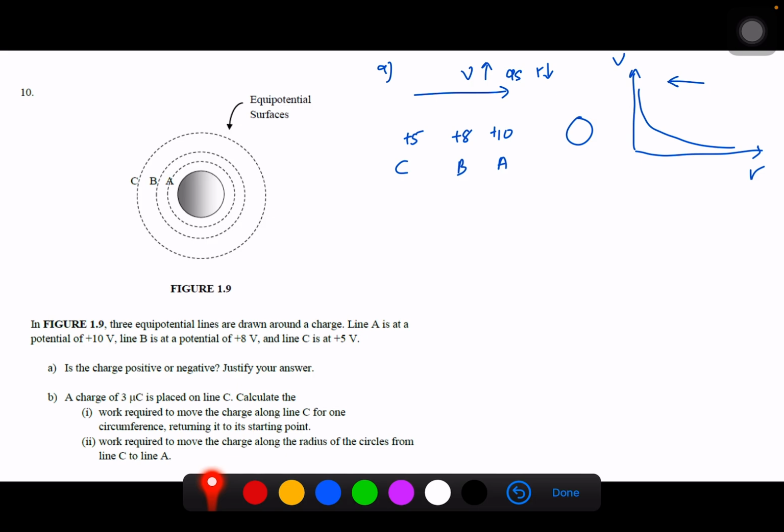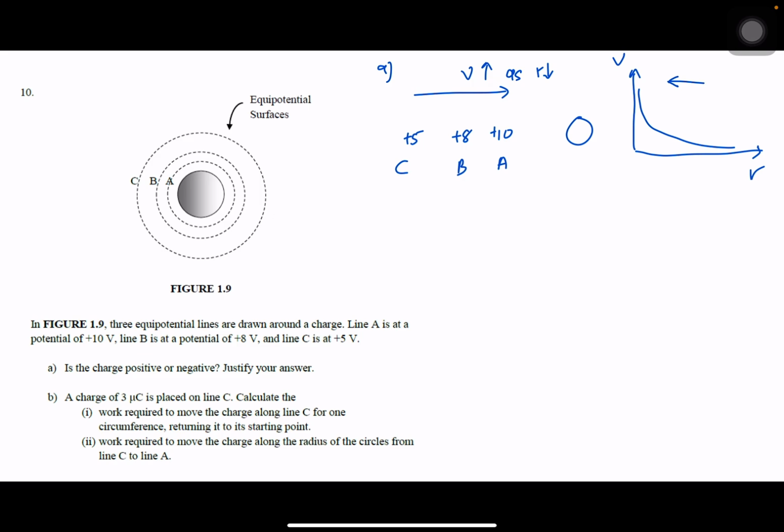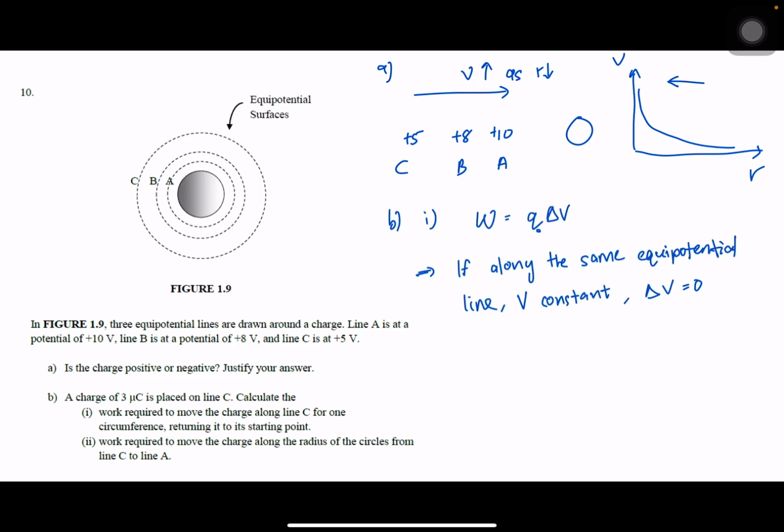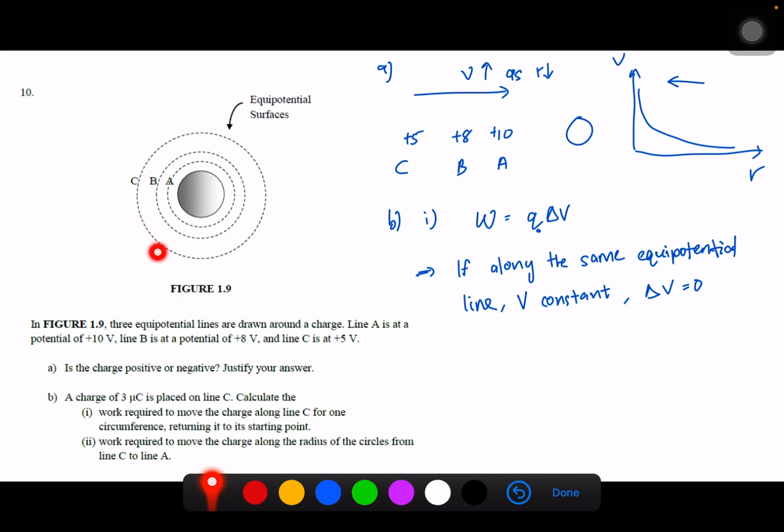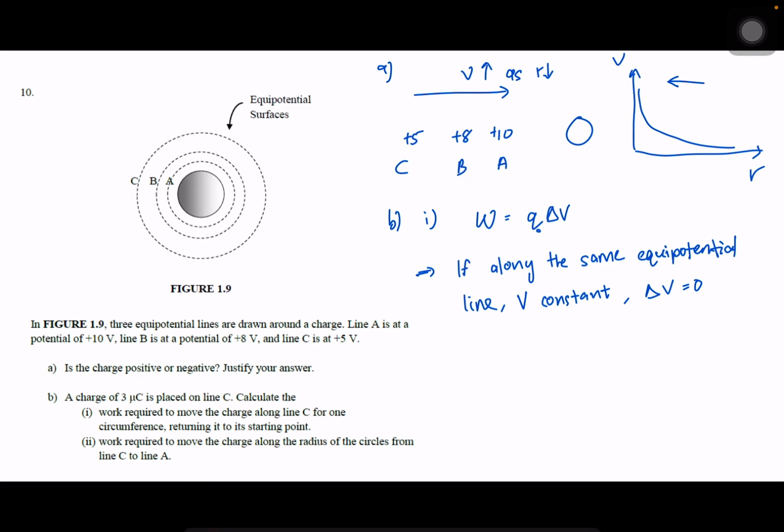A charge of 3 microcoulomb is placed on a line C. Calculate the work required to move the charge along line C for one circumference, returning to its starting point. Okay, so number one, it says here that the charge is moved along the line C, so it doesn't have any change in V. Along the same equipotential line V is constant, that means delta V is equals to 0. So if delta V is equals to 0, then your work is actually equals to 0 as well.